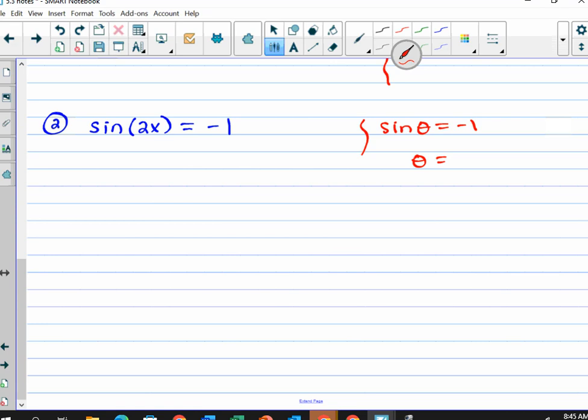All right, guys, let's go through it. So where does sine equal -1?